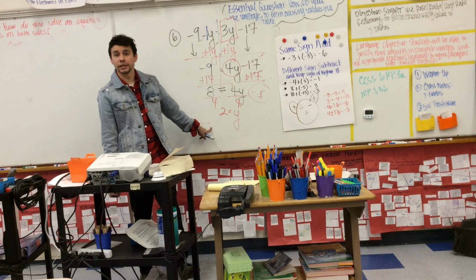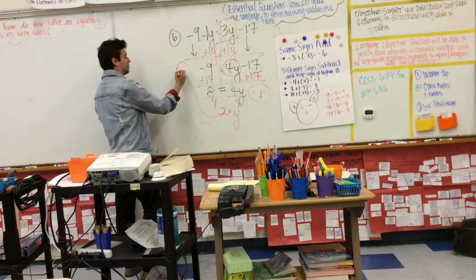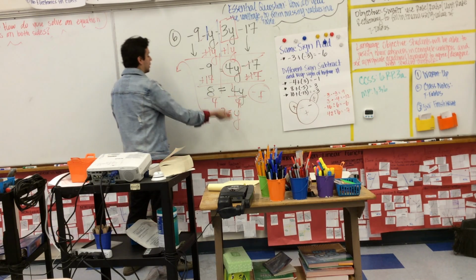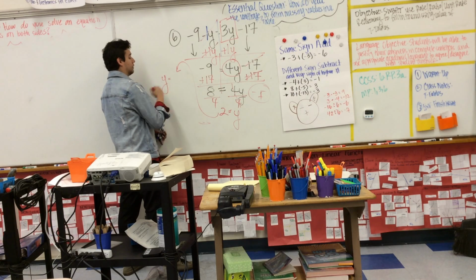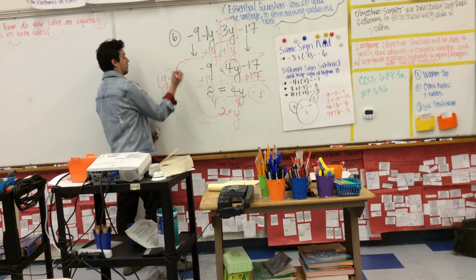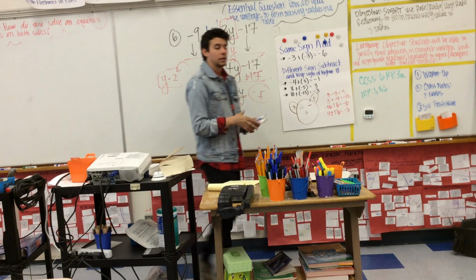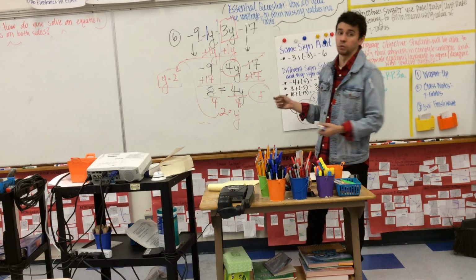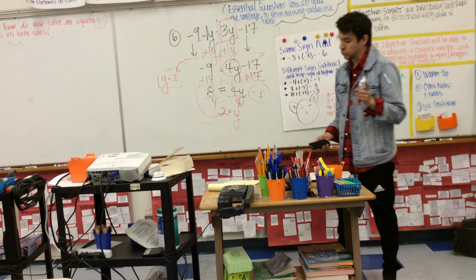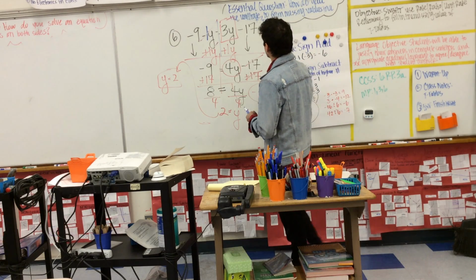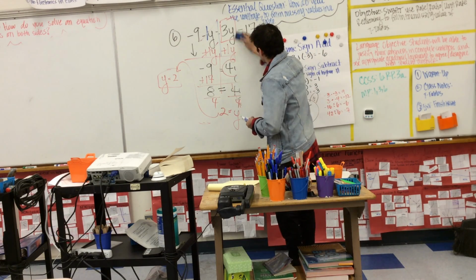Now, this is correct. But make sure you change it up. It looks weird when the variable's on the right side. So make sure you have the y on the left and then the answer on the right. Just looks neater and nicer. Okay, so the answer will be y equals 2. Okay, let's do one last one. We're almost done.